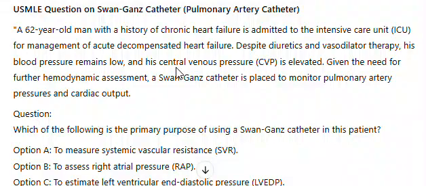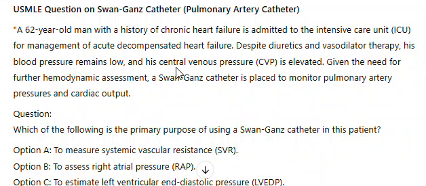A 62-year-old man with a history of chronic heart failure is admitted to the intensive care unit, ICU, for management of acute decompensated heart failure. Despite diuretics and vasodilator therapy, his blood pressure remains low and his central venous pressure, CVP, is elevated. Given the need for further hemodynamic assessment, a Swan Ganz catheter is placed to monitor pulmonary artery pressures and cardiac output. Question: which of the following is the primary purpose of using a Swan Ganz catheter in this patient?